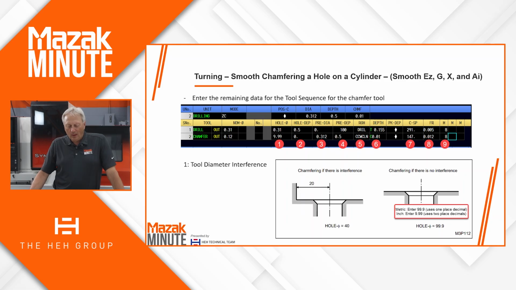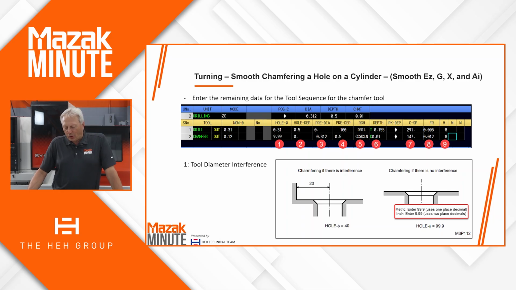Now I've labeled a bunch of the fields in the sequence data. The first one's going to ask me for the tool diameter interference. If I have a shoulder up against where I'm chamfering, it wants to know what that distance is. When you're doing a round hole, you can see how in the picture they're showing 20 millimeters. They want me to enter 40 as a diametral value.